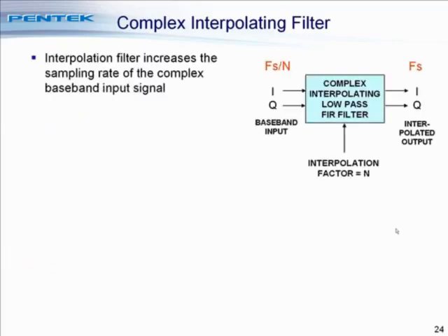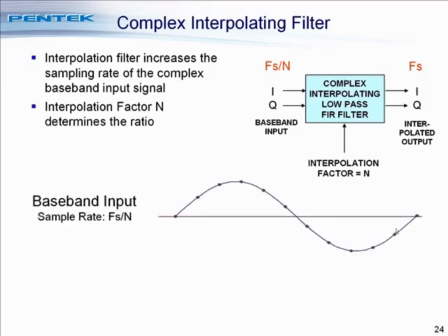The interpolation filter increases the sampling rate of the complex baseband input signal to match the required rate for the mixer. The interpolation factor n determines the ratio. So at the input we have complex samples coming in at Fs divided by n. At the output we have complex samples leaving at Fs.